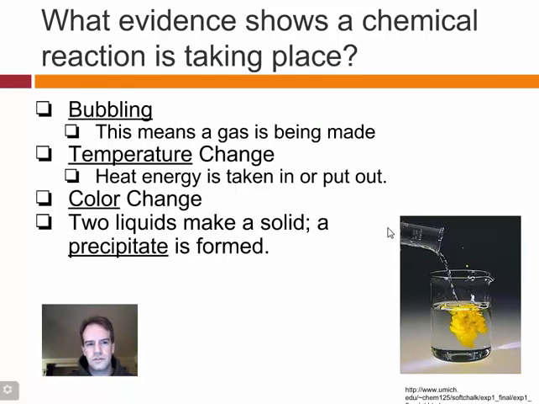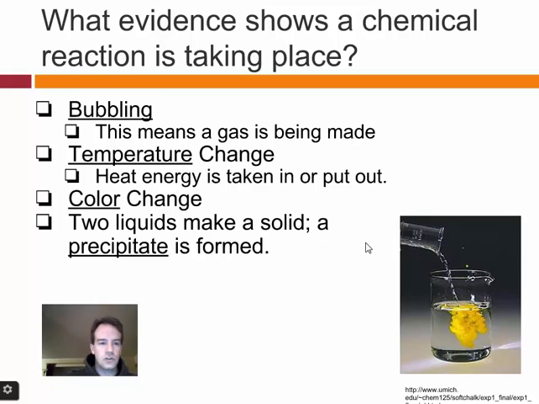What evidence shows that a chemical reaction is taking place? Well, if we mix two things together, for instance, we'll notice bubbling maybe. That shows a gas is being produced, like if you mix baking soda and vinegar. A temperature change might occur, such as in an ice pack that you have to break and you shake it and it gets cold. All right, that's energy being either taken in or out. That's energy being pulled in. It's an endothermic reaction if it's that ice pack.